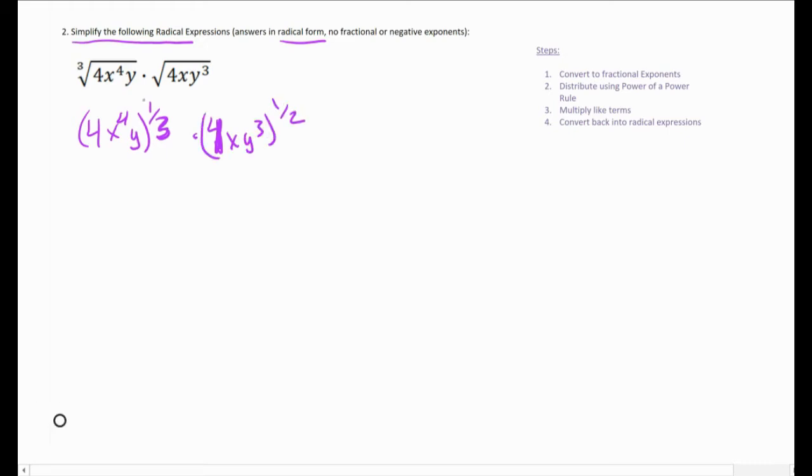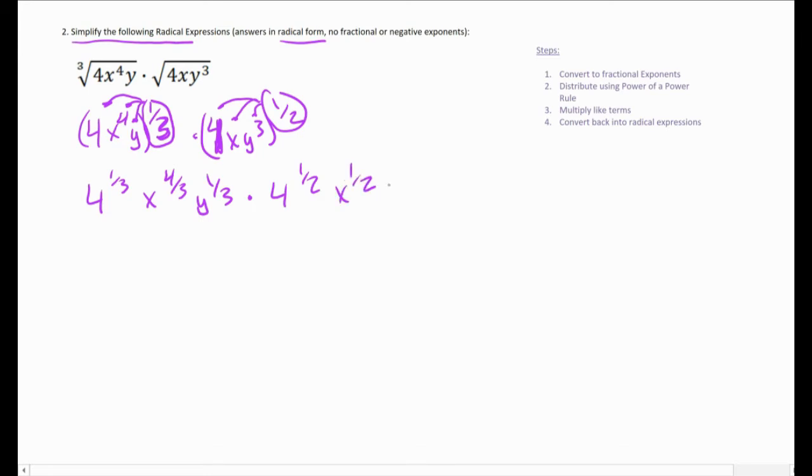Once I've done this, I am going to use the power of a power rule and distribute this exponent into each term. What that gives me is 4 to the power of 1/3, x to the power of 4/3, y to the power of 1/3, and now I have 4 to the power of 1/2, x to the power of 1/2, and y to the power of 3/2.